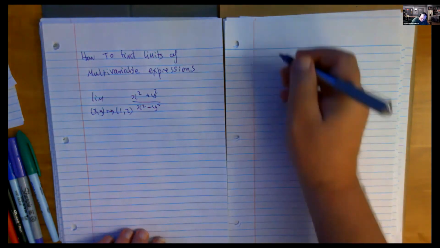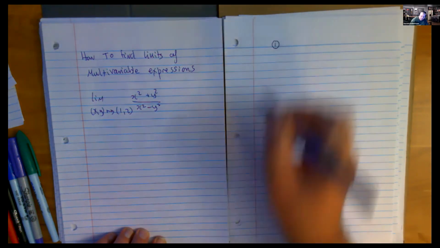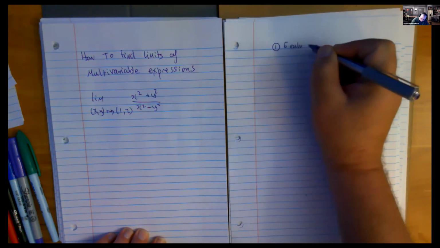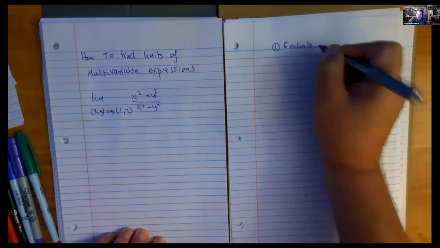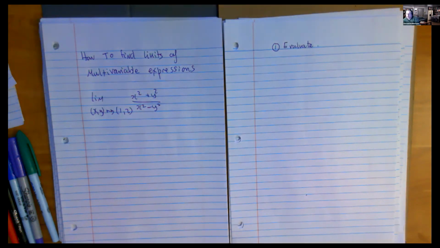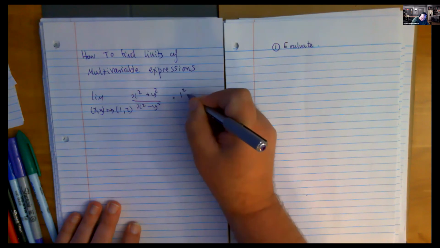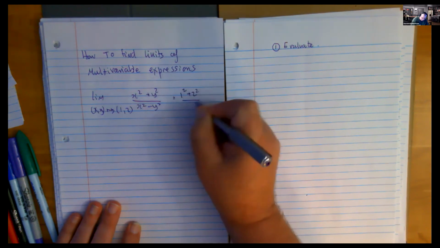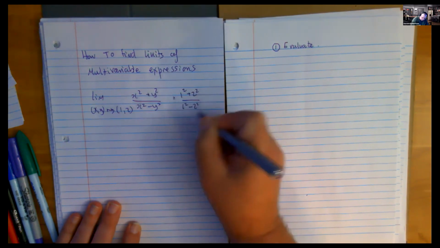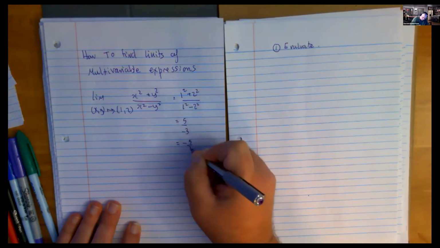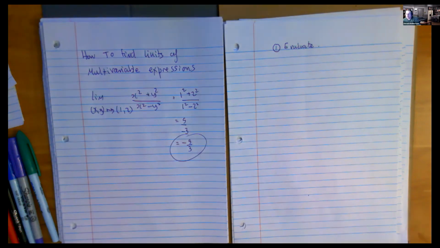Well, there are a number of techniques. Technique 1, which is very often overlooked, is you can evaluate. If you can plug in the number and you get an answer, isn't that the value of the limit then? This one, you can take 1 and square it, and 2 and square it, and 1 and square it, take away 2 and square it, and you get 5 over -3. I guess I should put the negative in the middle. The limit would be -5/3.